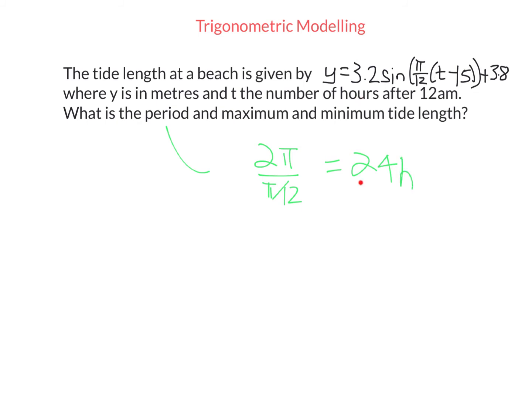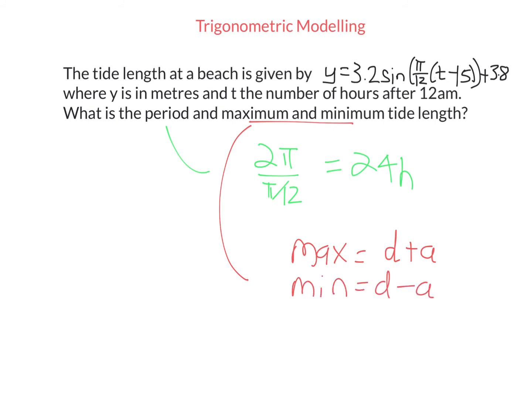This means the distance between peaks is 24 hours. The tide reaches a maximum every 24 hours. That makes sense. So it would be the maximum and minimum tide length. So when we're doing maximum and minimum, hopefully you remember from the equations of the sine and cosine graph, the maximum is always the midline plus the amplitude, and the minimum is the midline minus the amplitude.